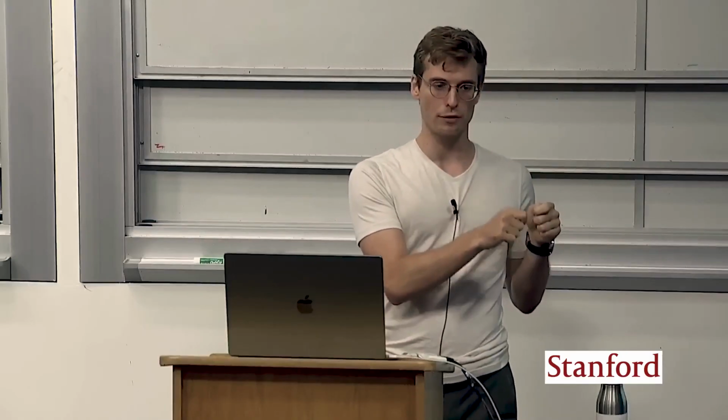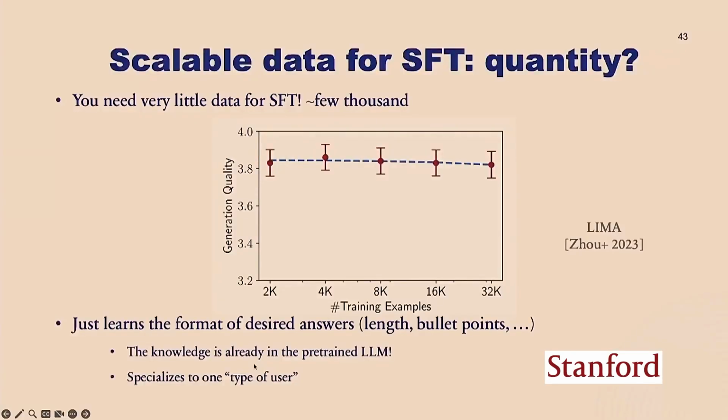Another way of saying it is that your pre-trained models essentially model the distribution of every user on the internet. One might write bullet points, another one might answer a question with an answer. So all you tell your model is, wait, you should actually be optimizing more for this type of user than another one. You're not teaching anything through this SFT, so supervised fine-tuning. All you do is tell the model to optimize for one type of user that it already saw in the pre-trained data set. So the knowledge is already in the pre-trained LLM, and you basically just specialize to one type of user.